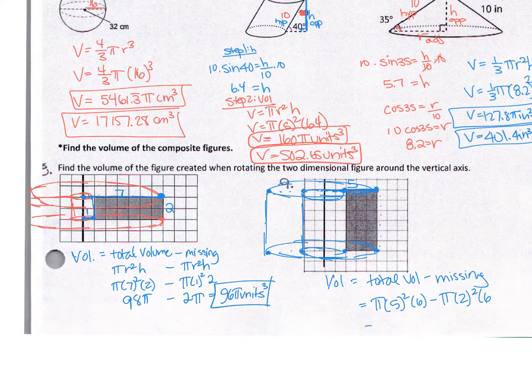When I do that math, I'm getting 150 pi minus 24 pi, and that's going to give me 126 pi units cubed. And if you want to multiply by pi, you of course can multiply by pi at this point. Okay, you guys, so let's take a look at page 2.